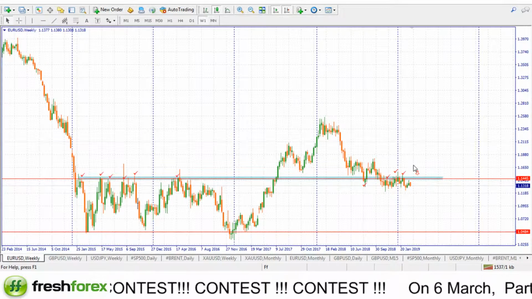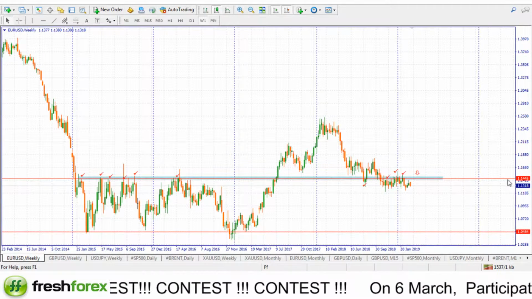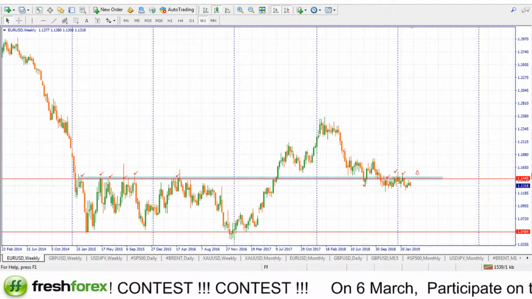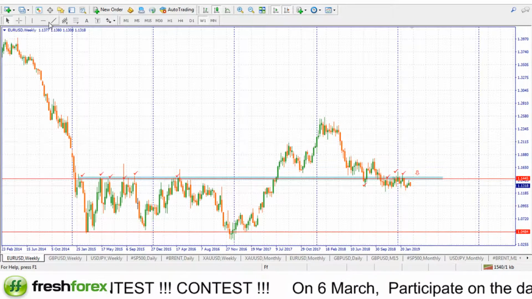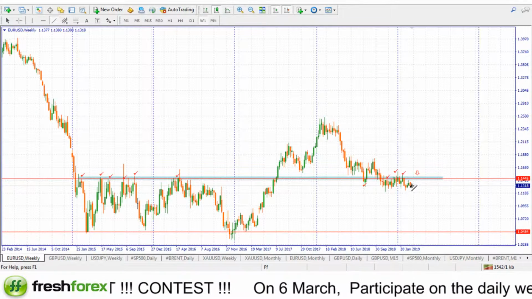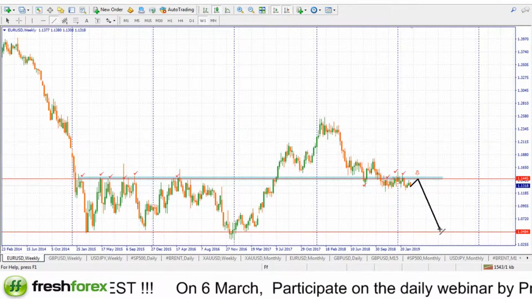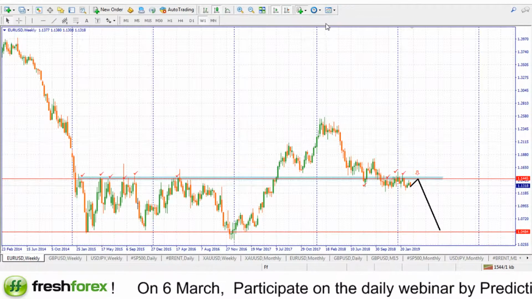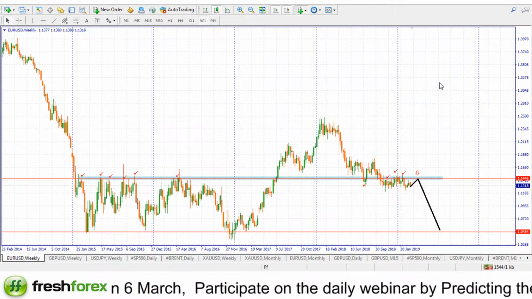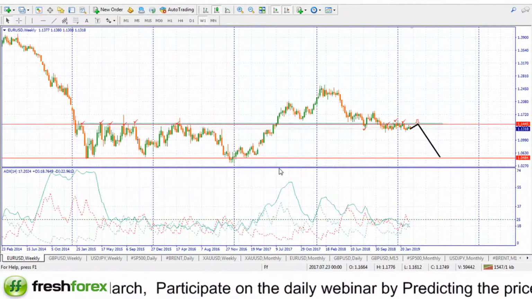So we basically, as long as the price does not go above 1.1445, then we are actually looking for price to come back slightly to it before it embarks on a move to the lower side. And I'm going to add an indicator to see if the same thing applies even from the indicator's point of view.